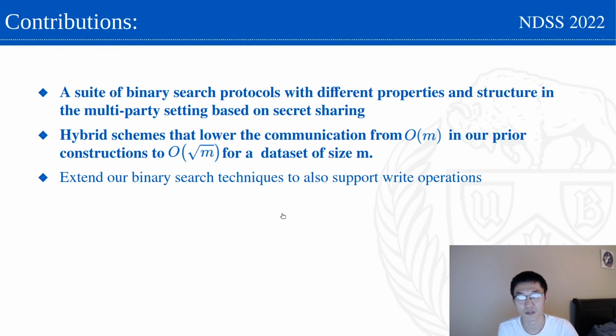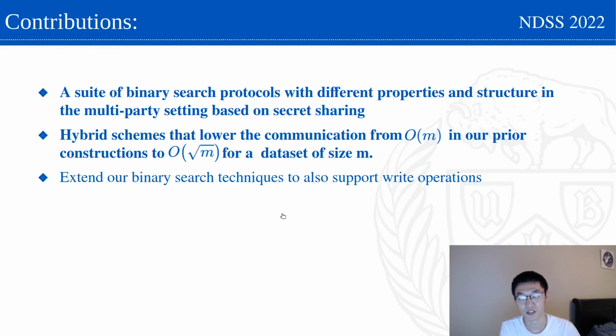Okay, so in a nutshell, in this work we will explore and discuss how to do binary search in secure computation. We designed several solutions for the binary search problem with different properties and structures. We further proposed a solution that could achieve a communication cost of square root of m, which is sublinear. We also extend our binary search protocol to support the write operation, but we will not cover this part in today's presentation.